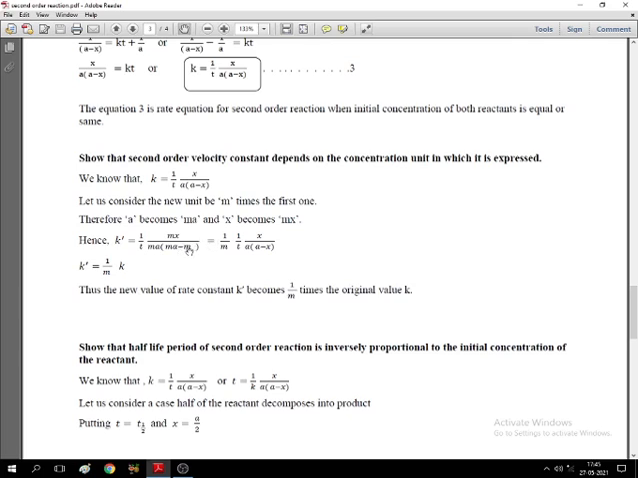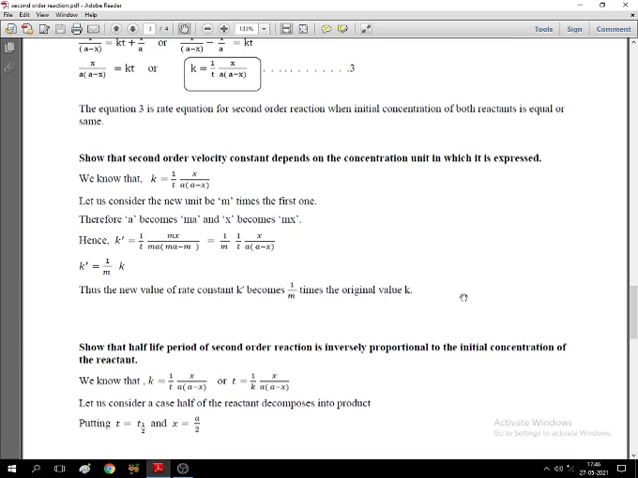आता इथं ma आणि mx याच्यातलं m जर बाहेर काढला तर एक m कॅन्सल होईल, फक्त इथं एकच m राहील, ते इथं लिहिलेलं आहे 1 upon m, 1 by t x upon a into a minus x. Now this term, that is 1 by t x upon a into a minus x is equal to k, and therefore we can write k dash is equal to 1 upon m into k. Thus the new value of rate constant k dash becomes 1 upon m times the original value k.